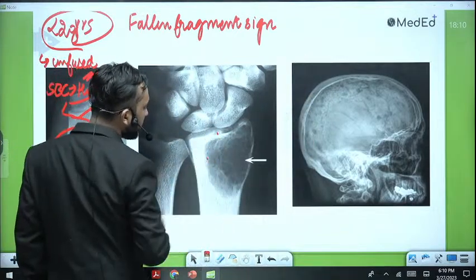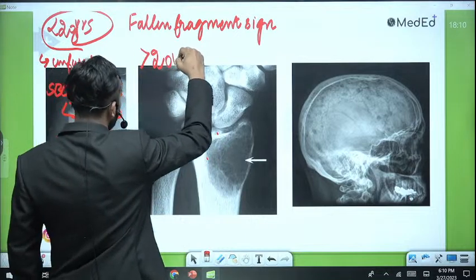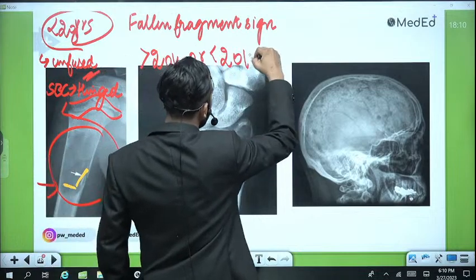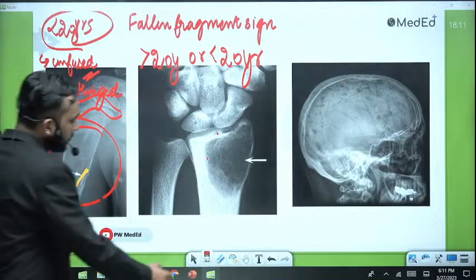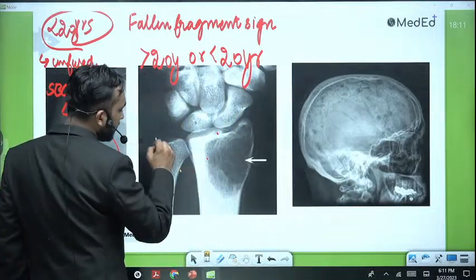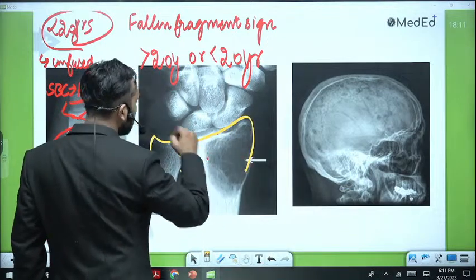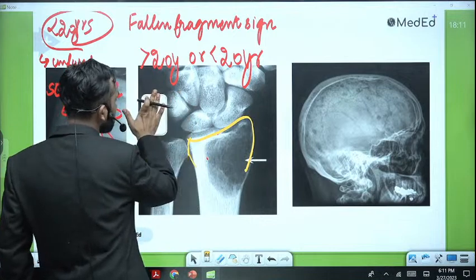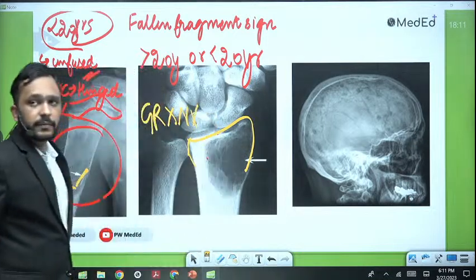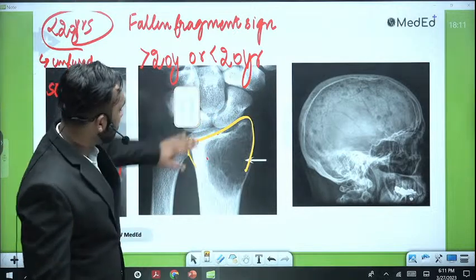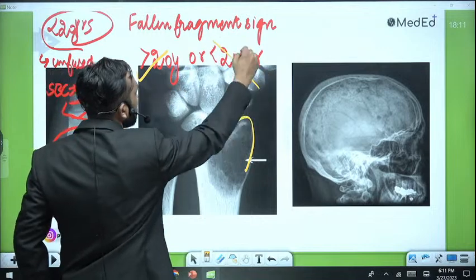Right? Look at this patient. Tell me whether the age of the patient is more than 20 or less than 20. Tell me, guys, what is the age of the patient that is being shown in this image? In this image, we can see the growth plates are not visualized, right? Because the growth plates are not visualized, the age of the patient is more than 20, not less than 20.